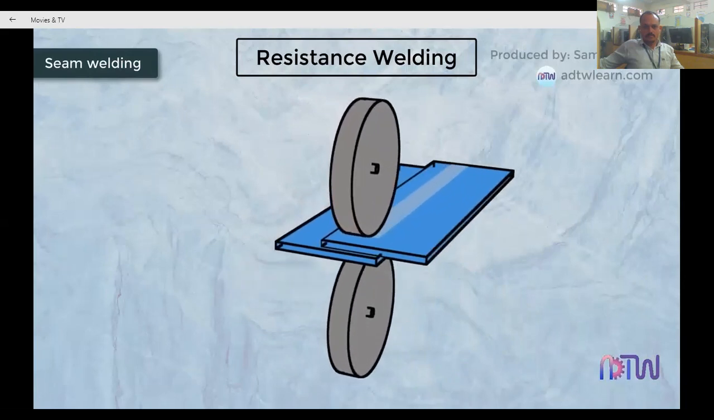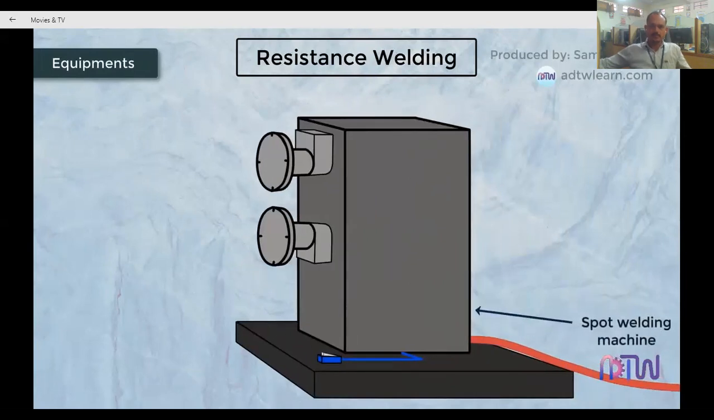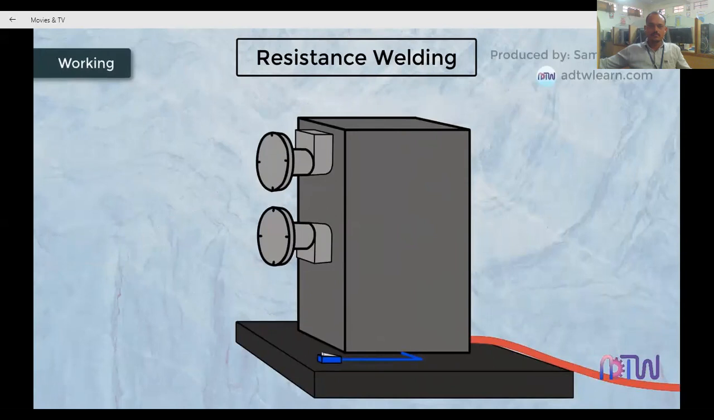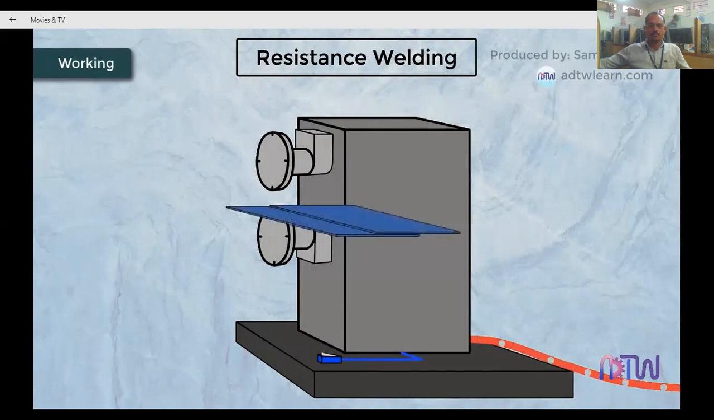The working principle of seam welding is similar to that of resistance spot welding. Equipment and components used in the process: seam welding machine and roller electrodes. Working of seam welding. When the power is turned on, the transformer supplies the low voltage high current to the roller electrodes made up of conductive materials. These roller electrodes support the pair of workpieces to be welded together.